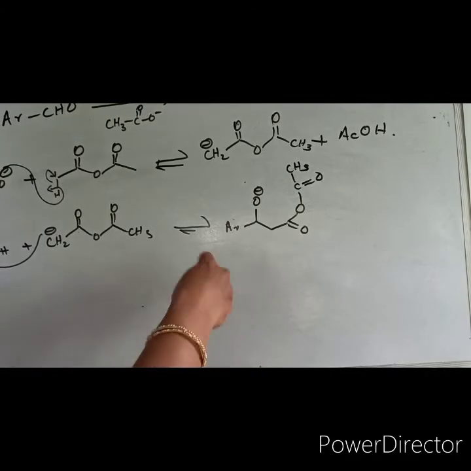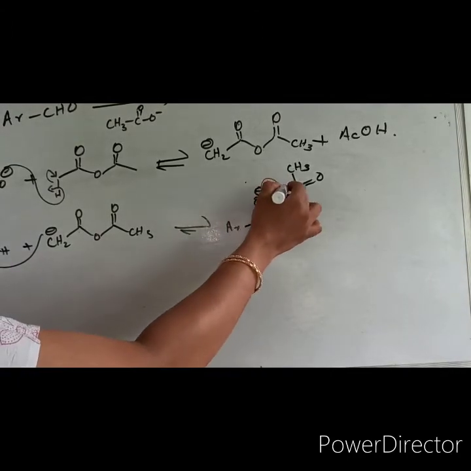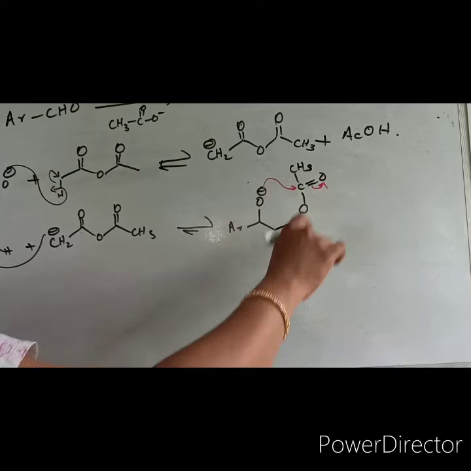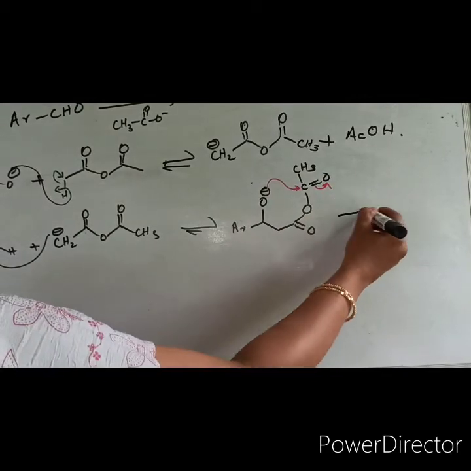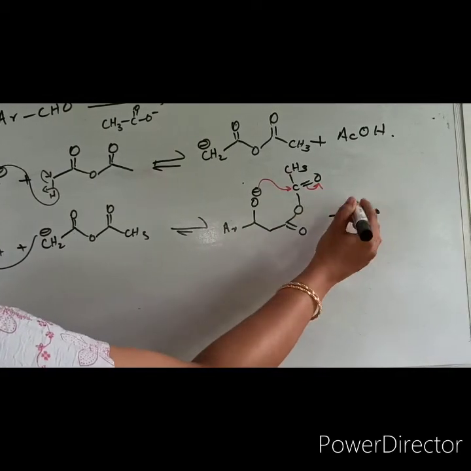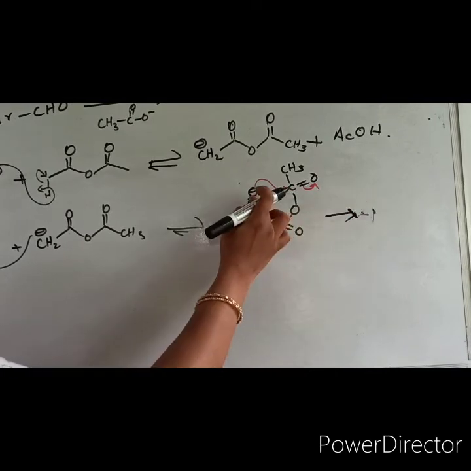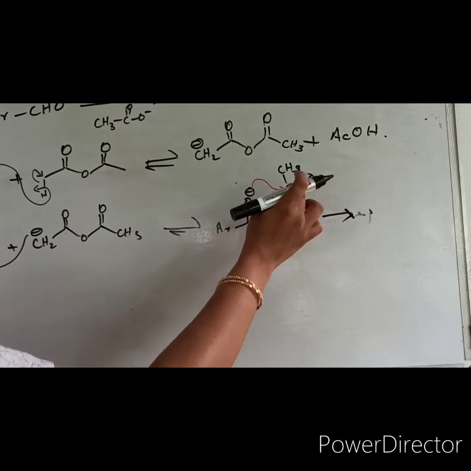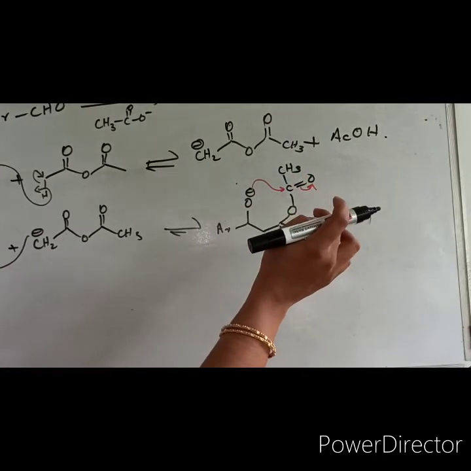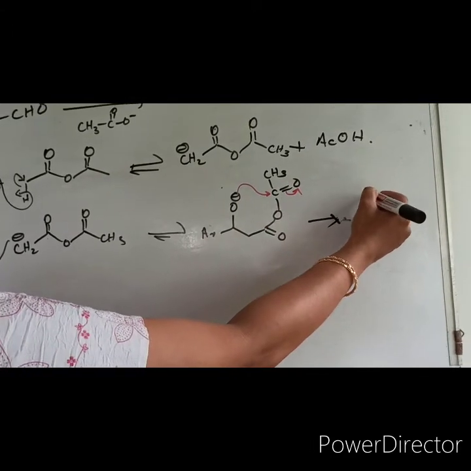Now let us see the attack from here to this carbonyl in this manner. So you have to write a 1, 2, 3, 4, 5, 6 membered ring. 6 membered ring. So how would it be?